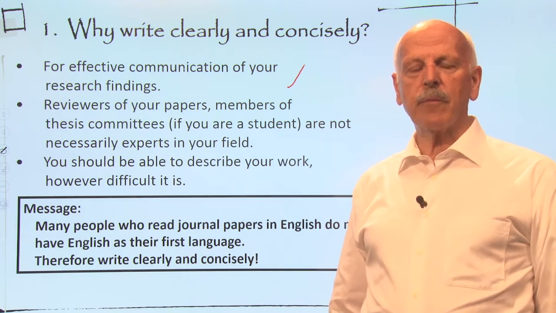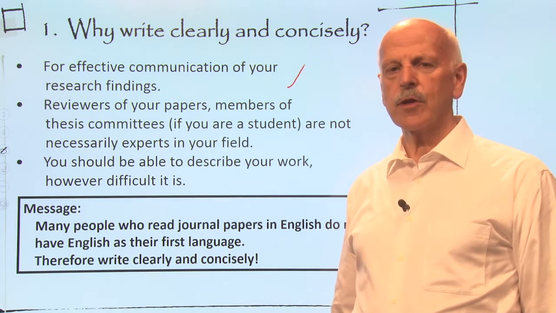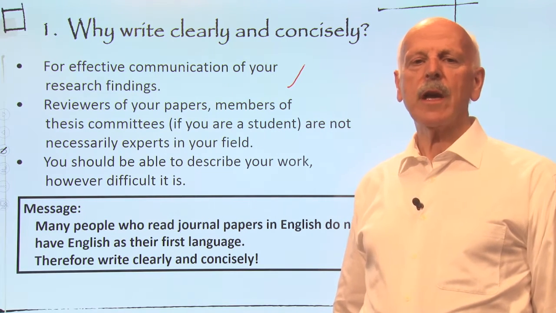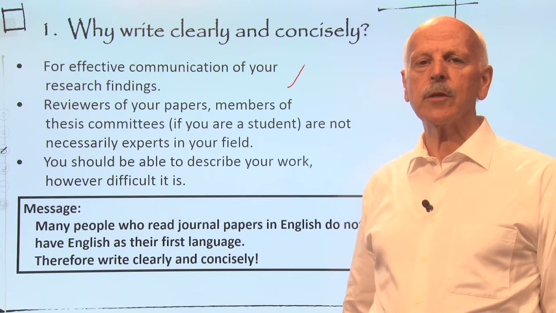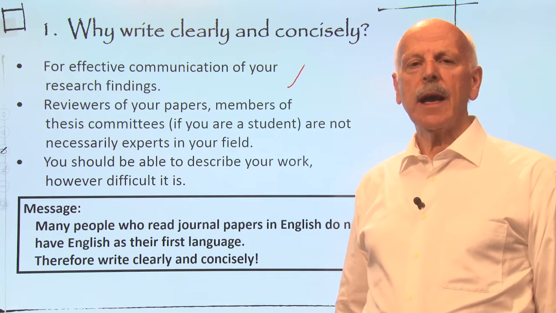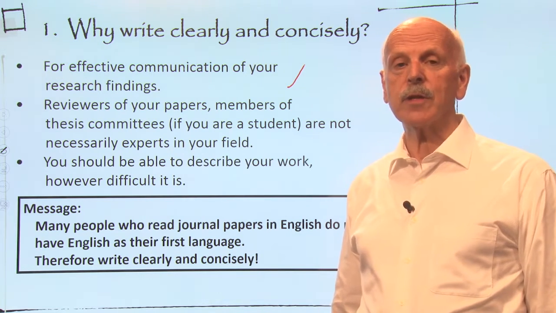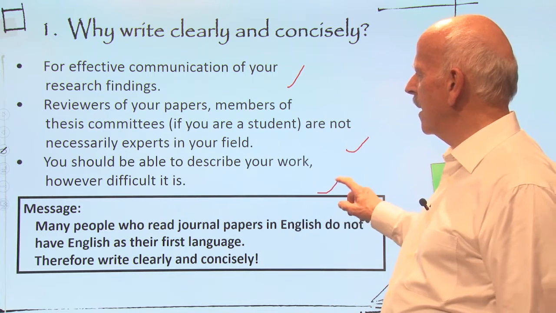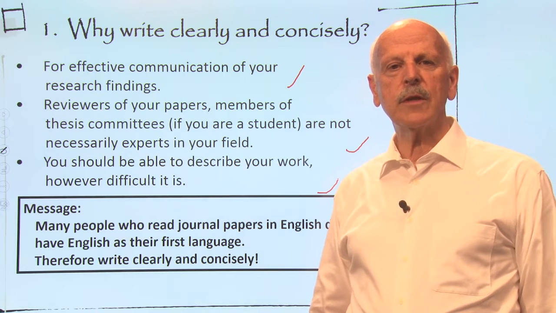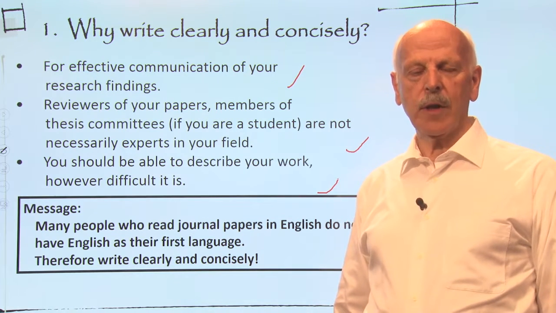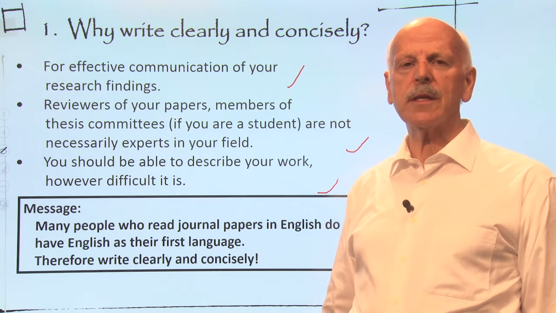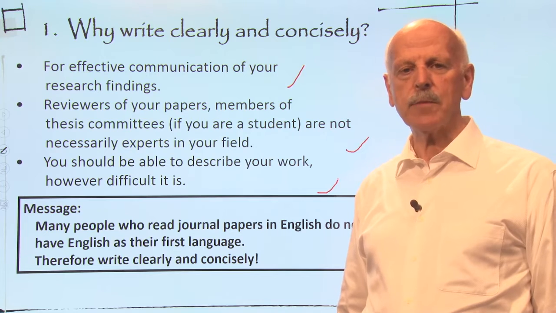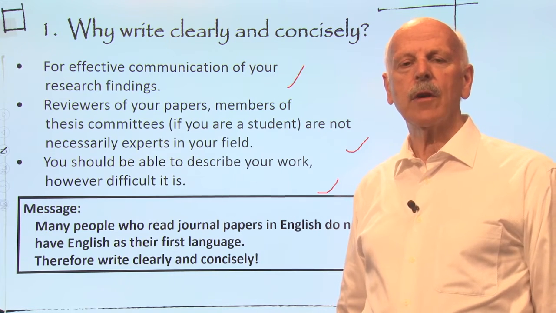If your paper is submitted to a journal, then reviewers will look at your paper. And reviewers too must be able to understand what you've been talking about in your paper. Reviewers are not necessarily experts in your field. Some people would say that you should be able to describe your work to anybody. Now that's a little bit extreme, but you should be able to make it sufficiently clear and concise that most people can understand your writing.